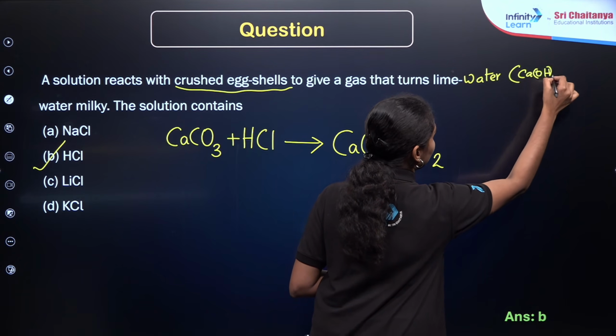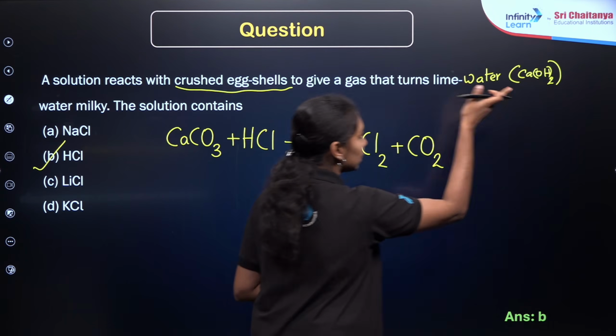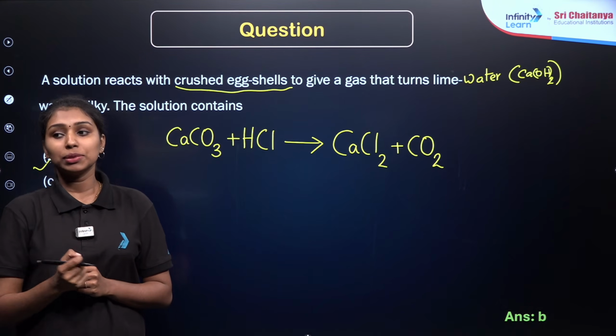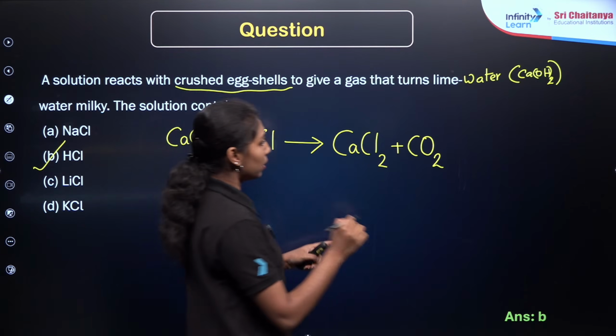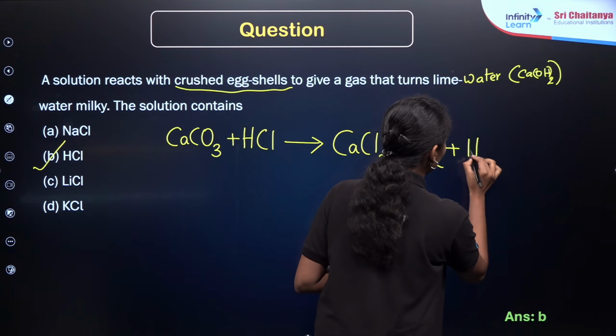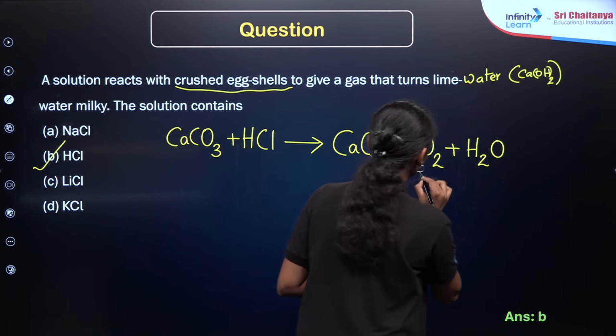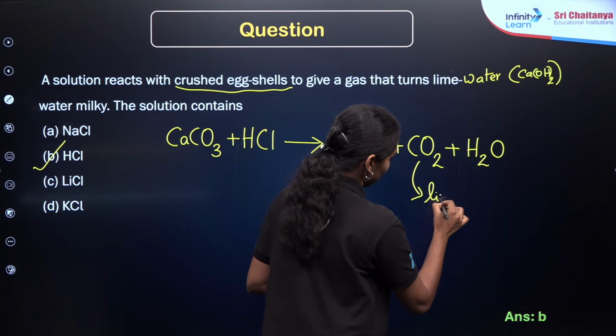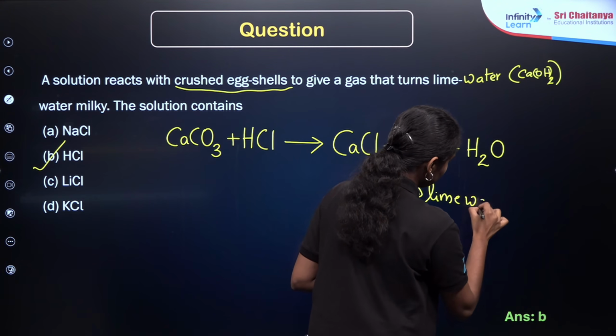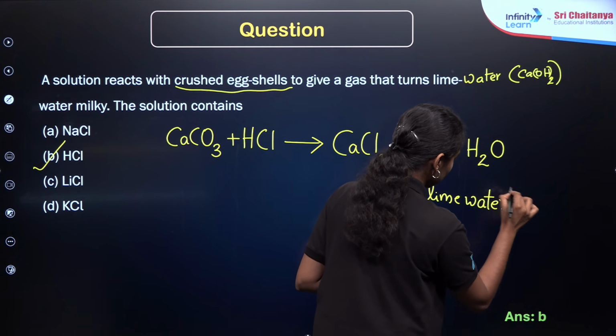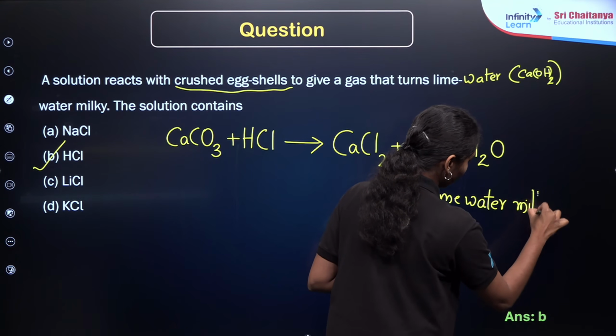So if the carbon dioxide gas reacts with the calcium hydroxide, it forms the milky appearance, right? Because of the presence of this carbon dioxide, lime water turns milky. So what will be our correct answer? HCl will be the correct answer. Option B is the correct answer. Is there any doubt?